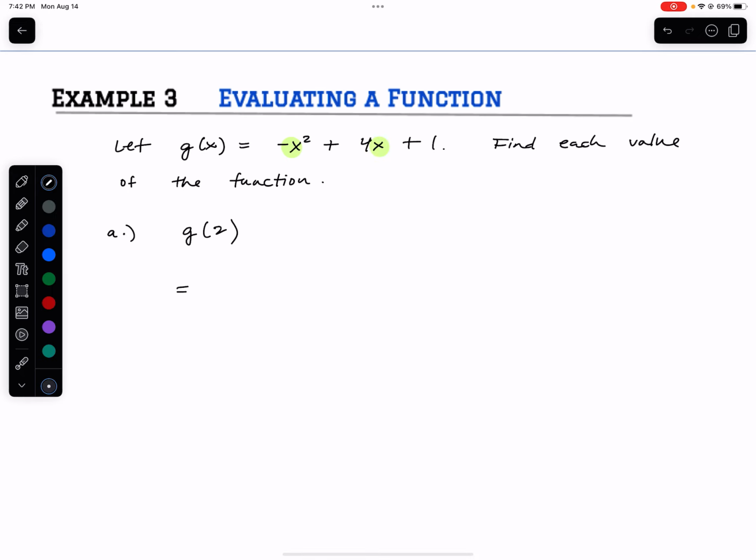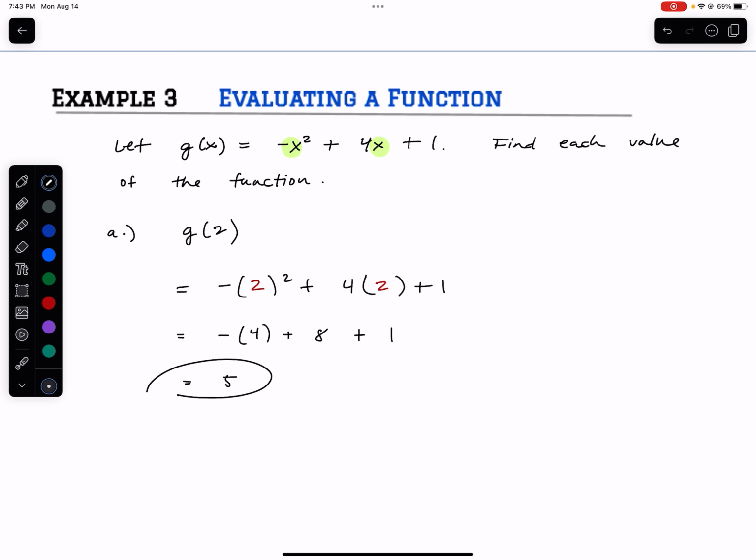So g of 2 is going to equal negative parentheses 2 squared plus 4 times 2 plus 1, which is going to be equal to negative 4 plus 8 plus 1. Negative 4 plus 8 is 4, plus 1 is 5.